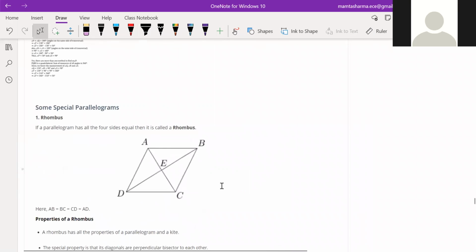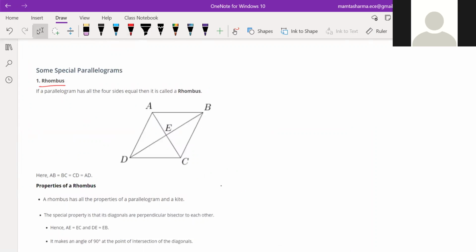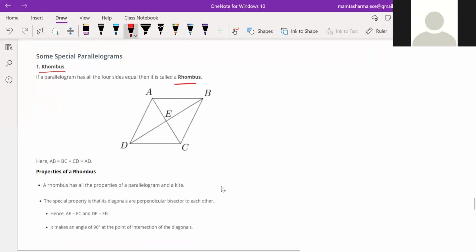Now we will see some special parallelograms. Okay. So we will see the rhombus. If a parallelogram has all four sides equal, then it will become a rhombus. Okay. If all four sides become equal, then the parallelogram will become a rhombus. Parallelogram will be a rhombus if I make all sides equal. Okay. So all sides are equal in a rhombus.